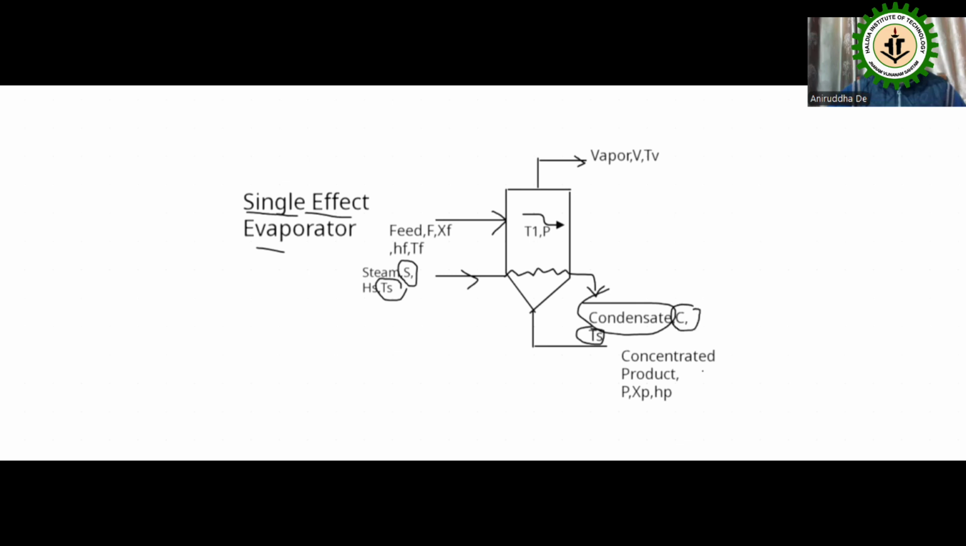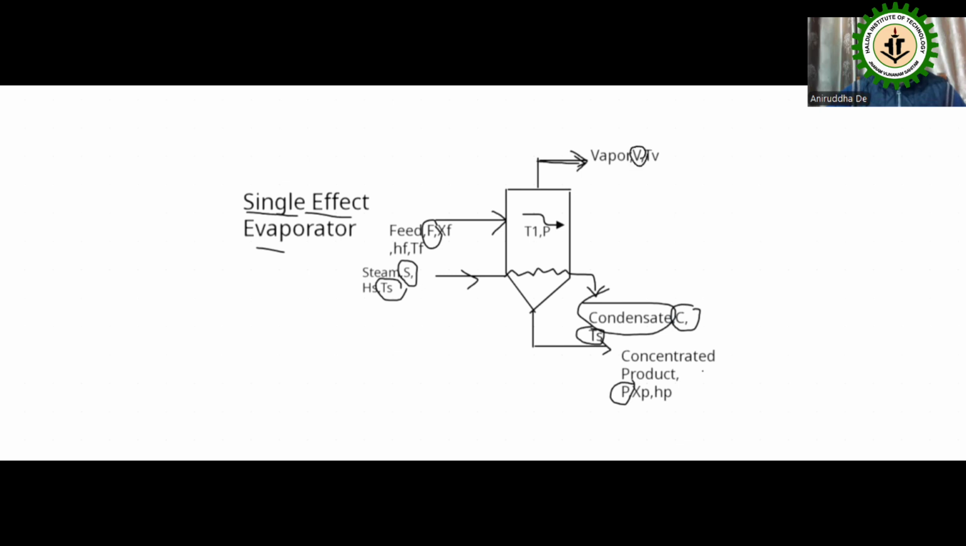S is the amount of steam entering, and C is the amount of condensate we are getting, so S will be equal to C. From the bottom of the evaporator or calandria we get the concentrated product. If P is the amount of concentrated product and F is the amount of feed entering, then from the upper portion of the vapor separator we get the vapor, whose amount is V.